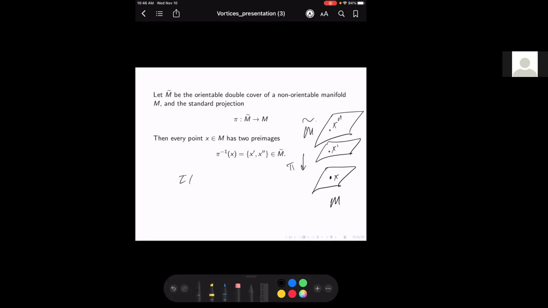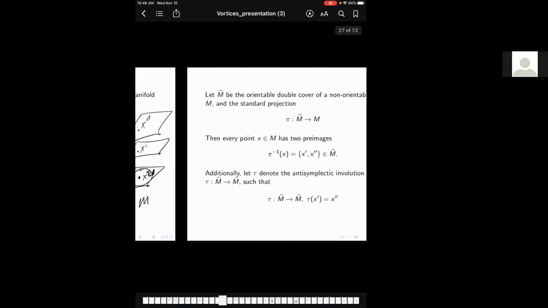And then we introduce a very particular object. Let tau be an anti-symplectic involution of M tilde. So tau has order 2, it sends M tilde to M tilde. And what it does is it exchanges the two preimages of the point x, right? Applying tau to the two preimages of the point x is geometrically the same as changing orientation in a small neighborhood U of a point x in M, because these two points, by definition, locally have different orientations. So that's the geometric meaning of tau.